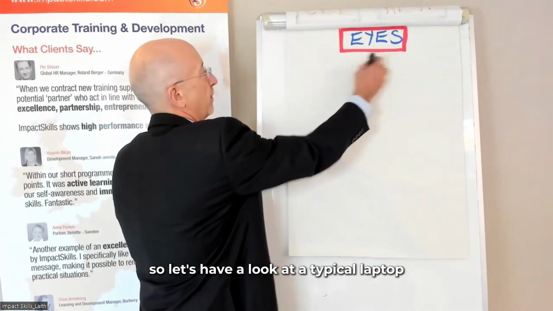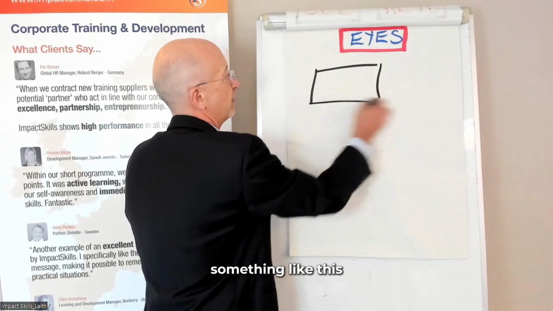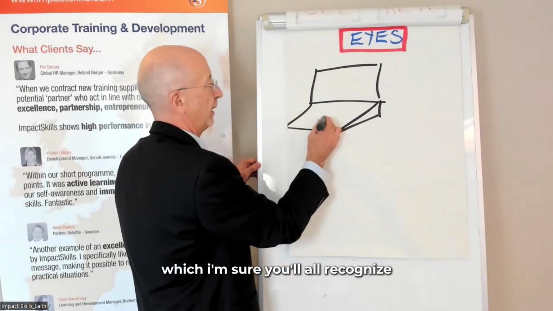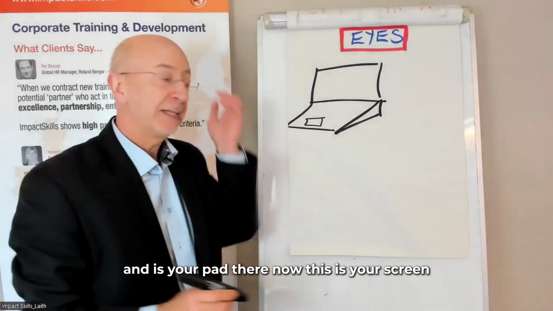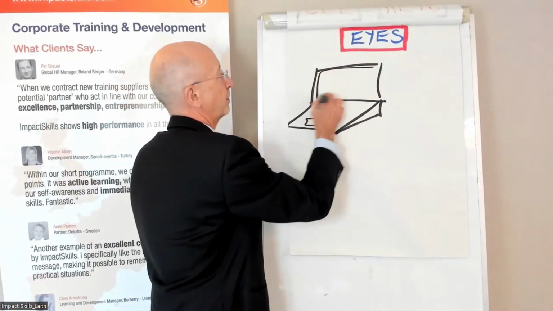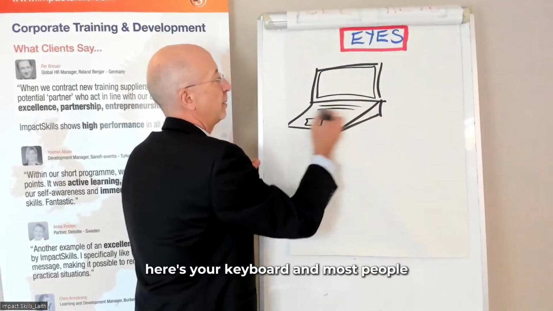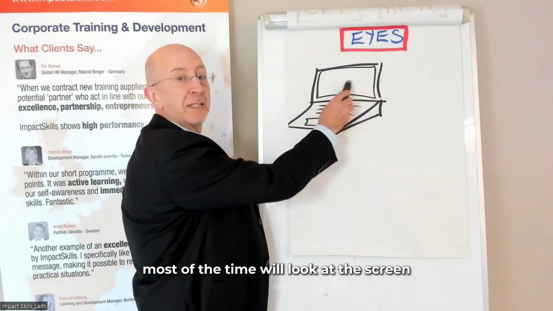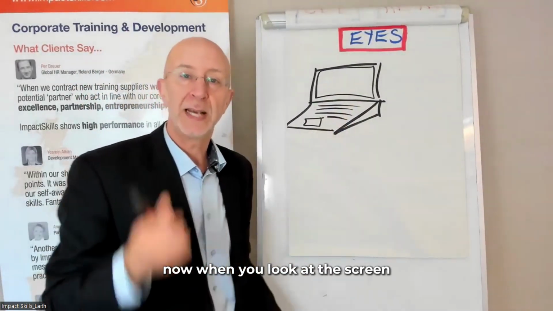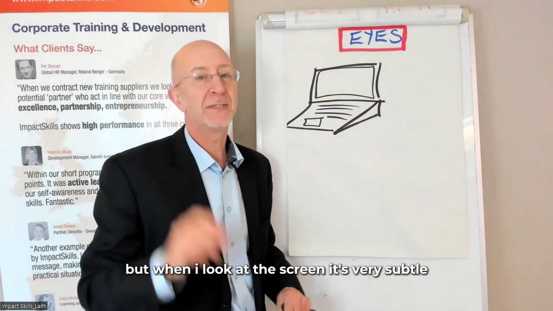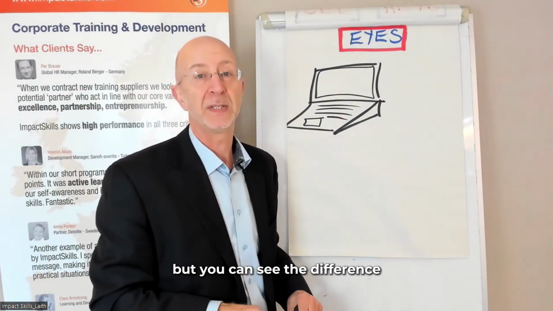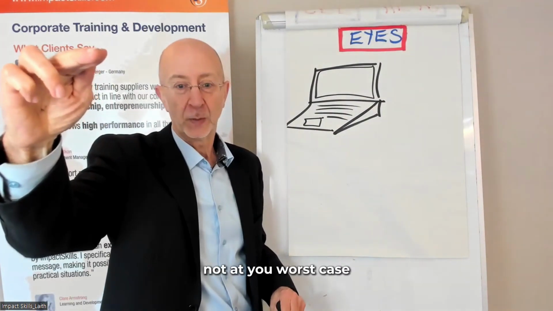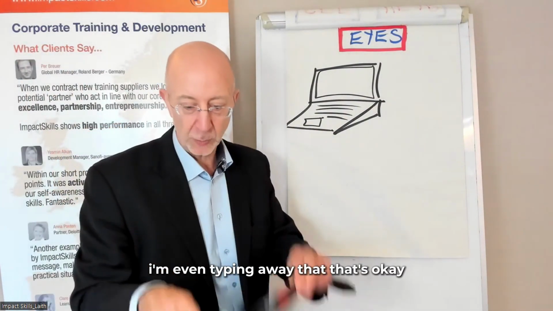So let's have a look at a typical laptop. Something like this, which I'm sure you'll all recognize, and is your pad there. Now this is your screen. Here's your keyboard, and most people, most of the time, will look at the screen. Now when you look at the screen, I'm now looking at the lens, but when I look at the screen, it's very subtle, but you can see the difference. I'm now looking at the screen, not at you. Worst case, I'm even typing away.